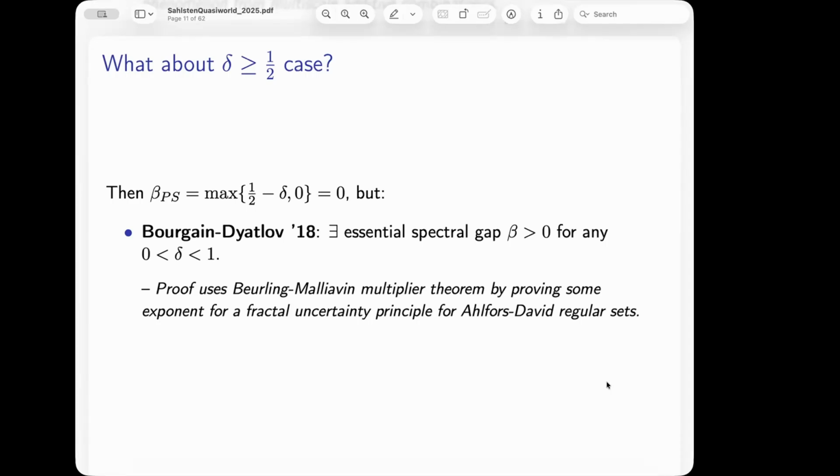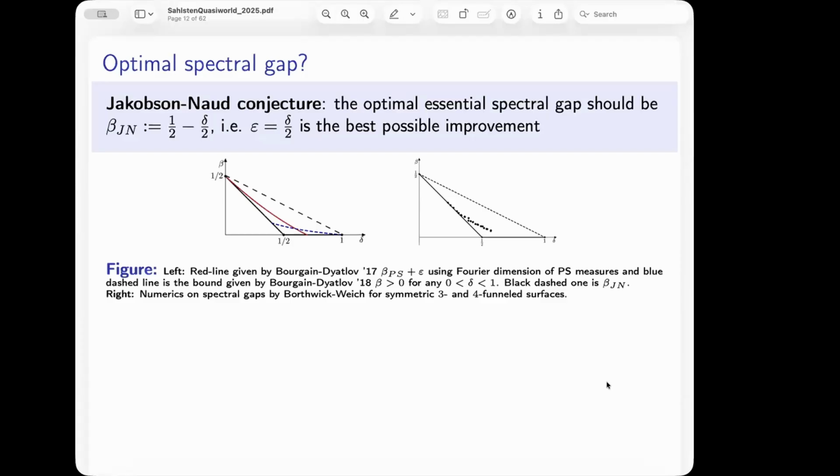Okay, so moving on a little bit, now the optimal case. This is maybe due to a question coming from Jakobson and Naud's paper, where they predicted that the optimal gap should come from this part, that the best improvement should be like the Hausdorff dimension over 2 instead of just some epsilon. We already know that you can improve it by some number that depends on the limit set only, by Bourgain and Dyatlov using Fourier decay. But maybe you could push this further: if you prove some kind of optimal Fourier decay, very good decays, then maybe you could get all the way there.